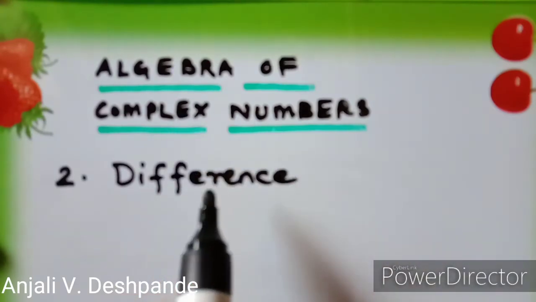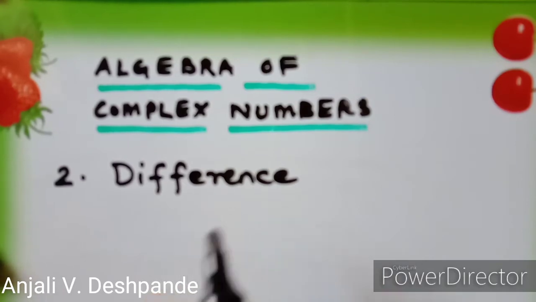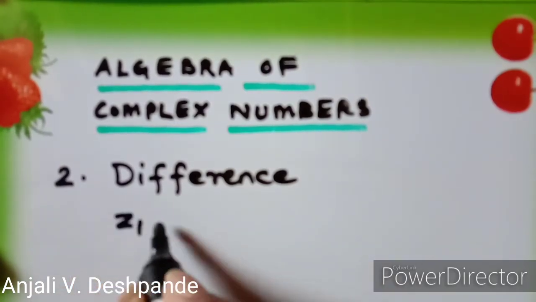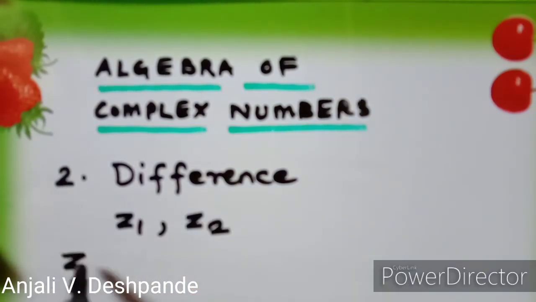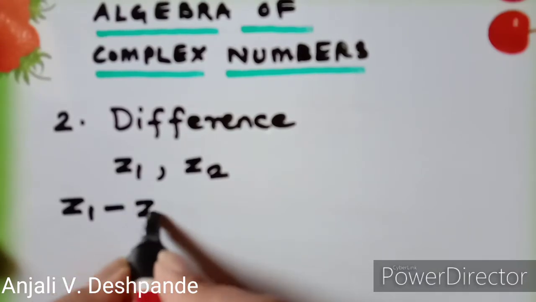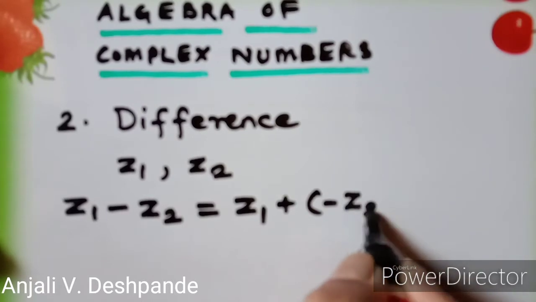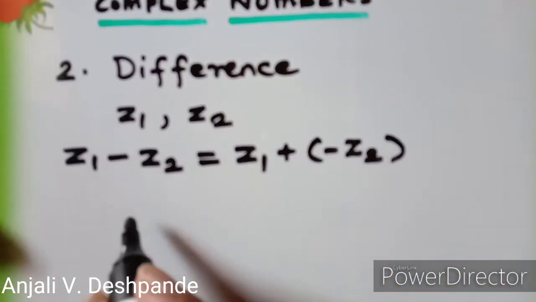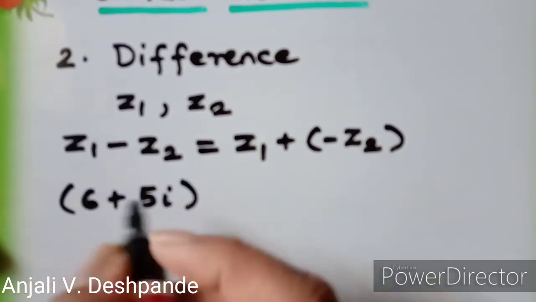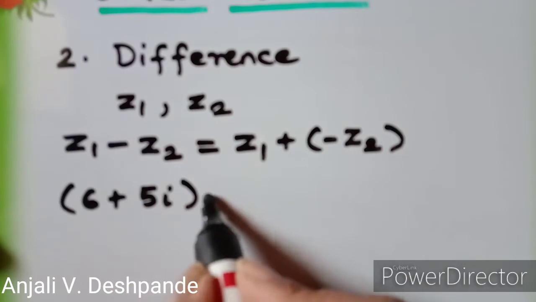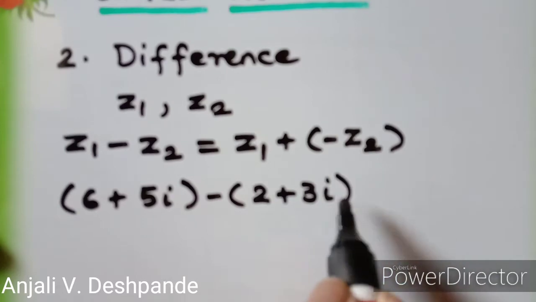So continuing with the algebra of complex numbers, now we are seeing the difference of two complex numbers. So supposing the given complex numbers are z1 and z2, then the difference is defined as z1 minus z2, which is nothing but z1 plus minus z2. So for example, supposing the numbers given are 6 plus 5i, let us say that this is z1, and 2 plus 3i, this is z2.